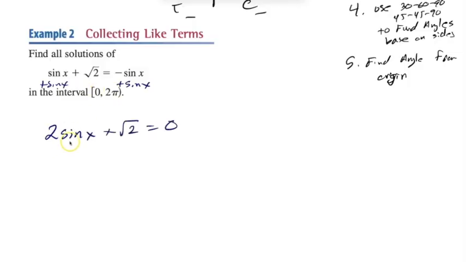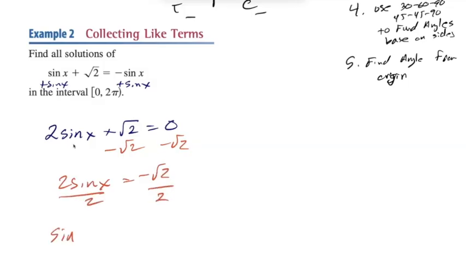And then next, we want to get the sine by itself. Let's subtract square root of 2 from both sides. I get 2 sine of x equals negative square root of 2. Then we're going to divide by 2. Sine of x equals negative square root of 2 over 2. Like that. Now, eventually you get so good that you can just do this in your head and tell me what the answer is. But for now, we're just going to follow the process. Eventually you'll be able to do the process in your head. But for now, let's do it.